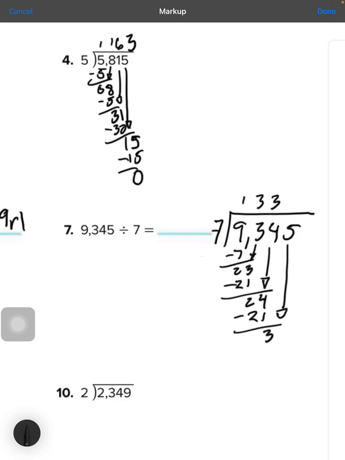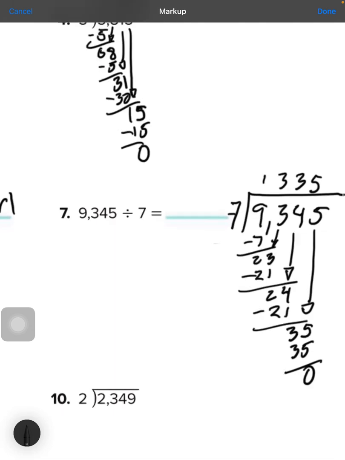Bring down the 5. It's really important to keep all your letters straight, all your numbers straight, so that you don't get them all mixed up. Because 7 will go into 35 5 times. 35, 0.